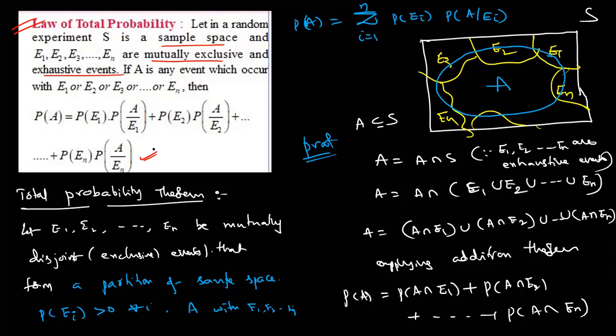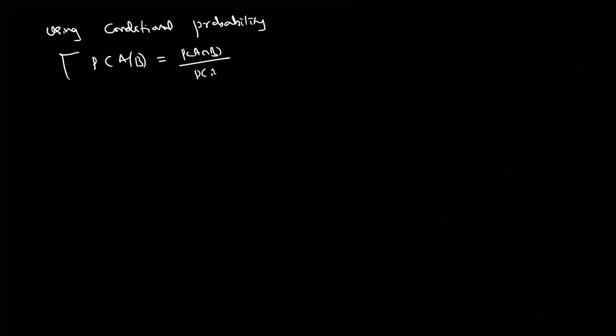Next. Previous one, what is given? See, P of A. That means for here, now using conditional probability, I'm writing. See, what is the meaning? P of A by B, what is the formula, dear students? P of A intersection B by P of B. See carefully.